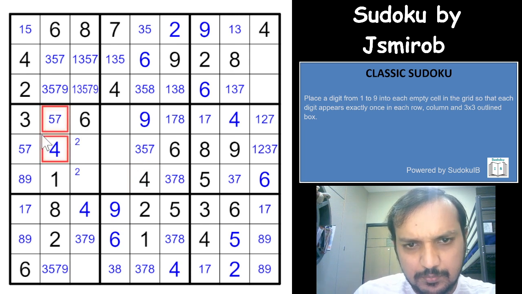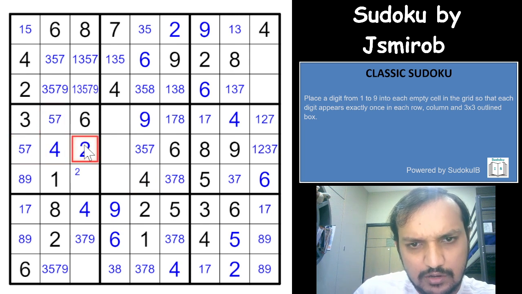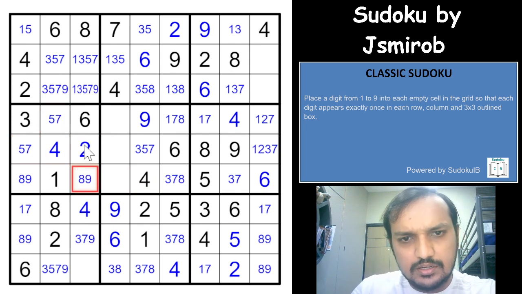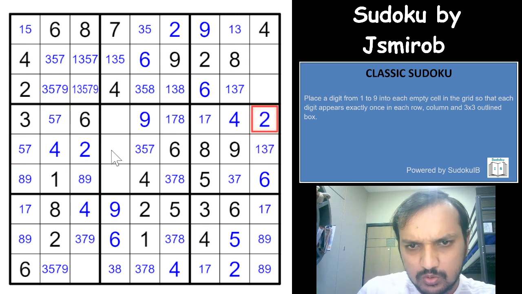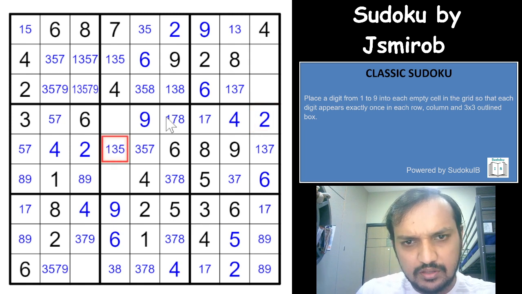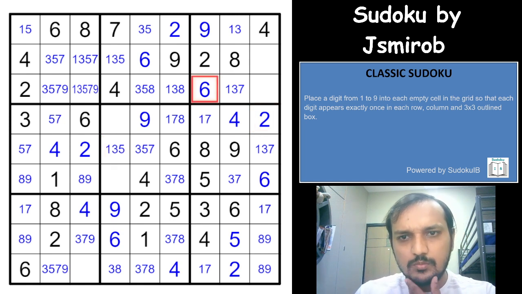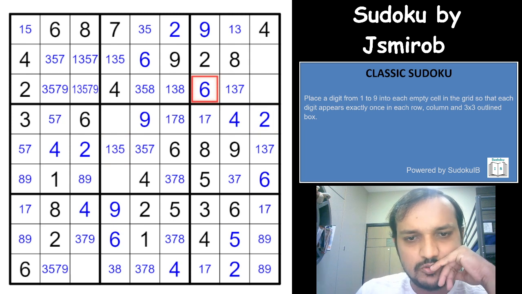You have a 5 7 pair here, so 2 8 and 9, so this would have to be a 2. You have a hidden single 2 here, that eliminates 2 from this cell. This is a 2. Okay, 1 3 and a 5. Come on, seems to be a difficult one.